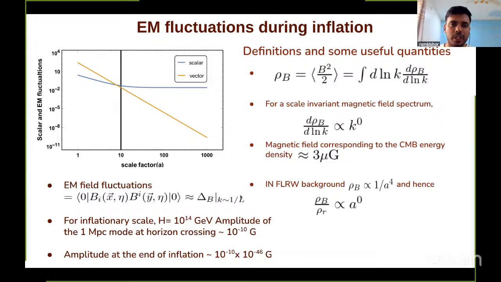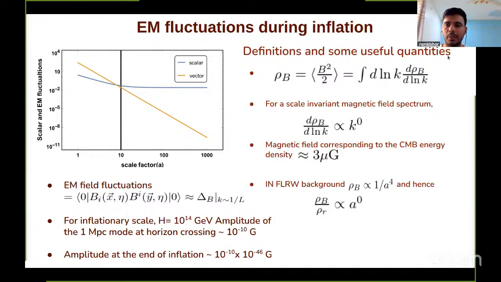So if one wants to generate magnetic fields during inflation, one has to find a way to break this symmetry. I will talk about that in further slides. Before moving to that, I would like to give some useful definitions, which I will be using later in my slides. I will be talking a lot about the scale invariant spectrum.